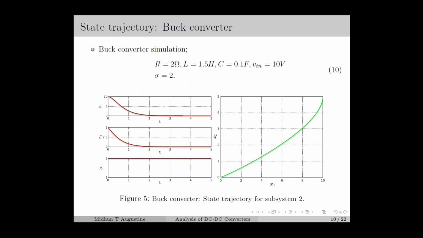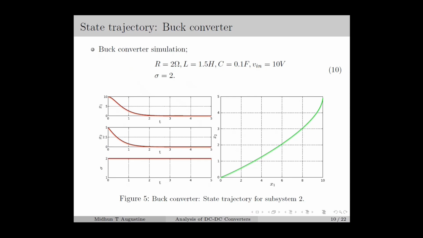Similarly, for subsystem 2 of the buck converter, we have the response as in figure 5, where the state trajectory starts from the initial state, which is set as 10 and 5, and it converges to the origin. Here, the state trajectory for subsystem 2 is equivalent to the second order example that we considered initially.